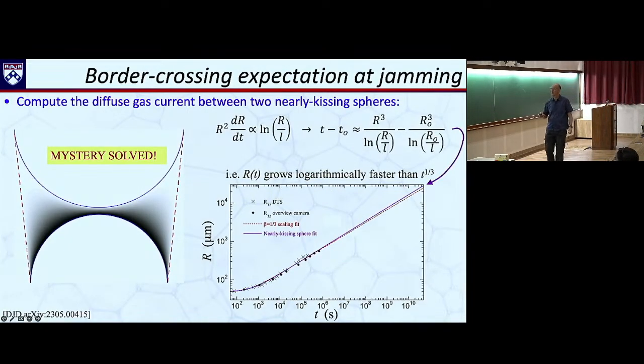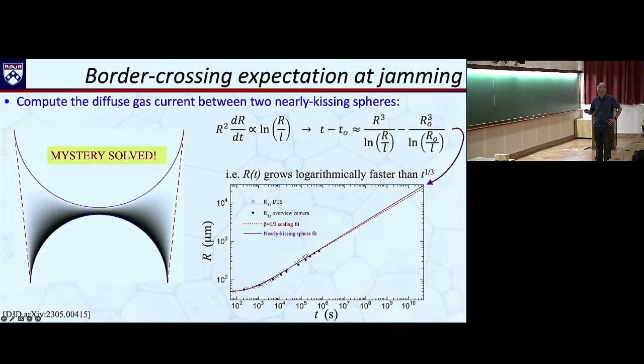So here, Cody also simulated the gas concentration profile between nearly kissing spheres. Here, they're separated by a film thickness. He measured the concentration of dissolved gas in between, and we can divide it up into little vertical segments, integrate it up, and figure out what the flux of material between those is. And here's the equation we find. Rate of change of volume goes logarithmically in radius divided by film thickness.